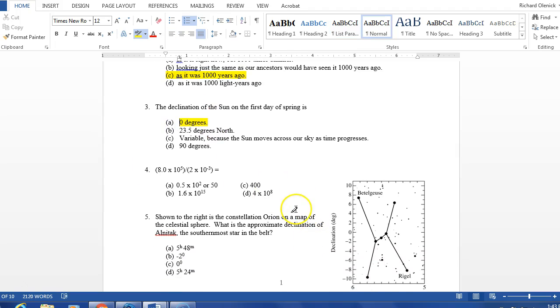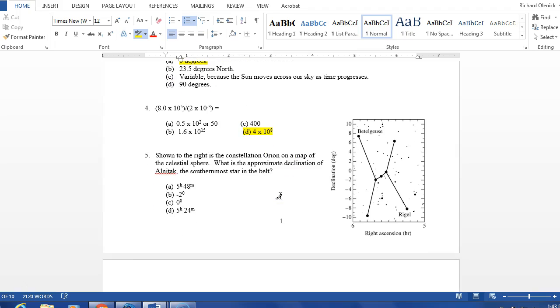A little math problem in number 4. 8 divided by 2 is 4, and then we have 10 to the 5th divided by 10 to the minus 3, which becomes 10 to the plus 8, so the answer is D, 4 times 10 to the 8th.